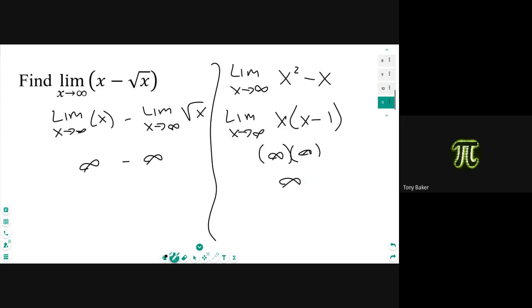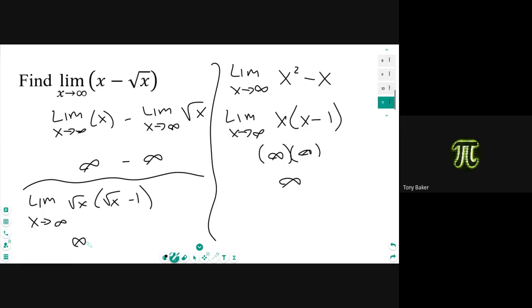Okay. You can actually do the same thing here. I can pull out a square root of x. I know it sounds weird, but you can. So I can pull out the square root of x, and I end up with the square root of x minus 1. And it's the exact same thing over there. That's infinity. That's infinity. So it goes to infinity. The square root of x times the square root of x is x. So if I distributed that, I would get back to that.